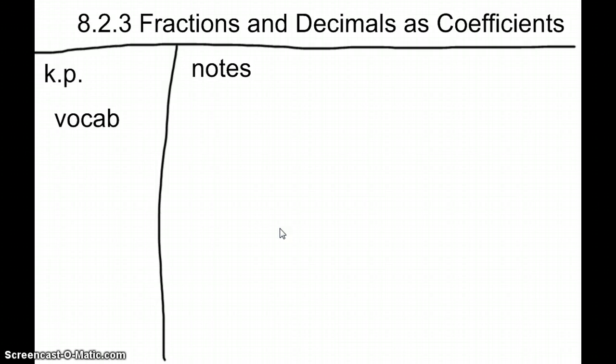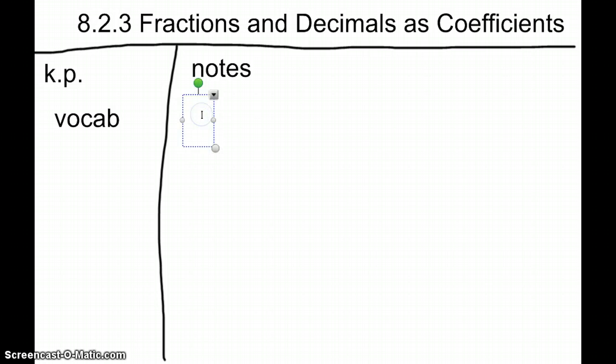And we're going to be splitting up our notes just like usual. Our Cornell note style is, the title is 8.2.3, and the title of that is Fractions and Decimals as Coefficients. We have key points on the left and notes on the right. And our first key point is going to be vocab. I know it's going to take you a little bit longer to write that in. Pause the video and you can write that in, but I do have to move on here.